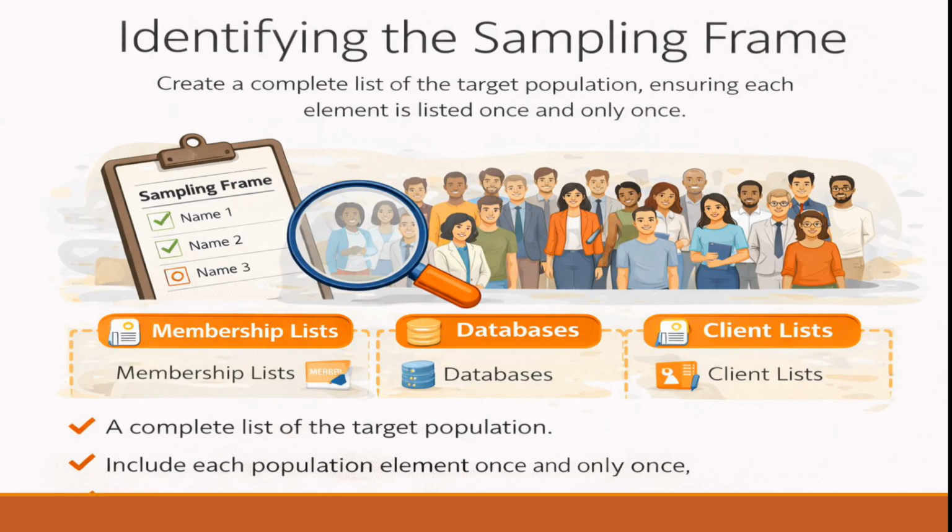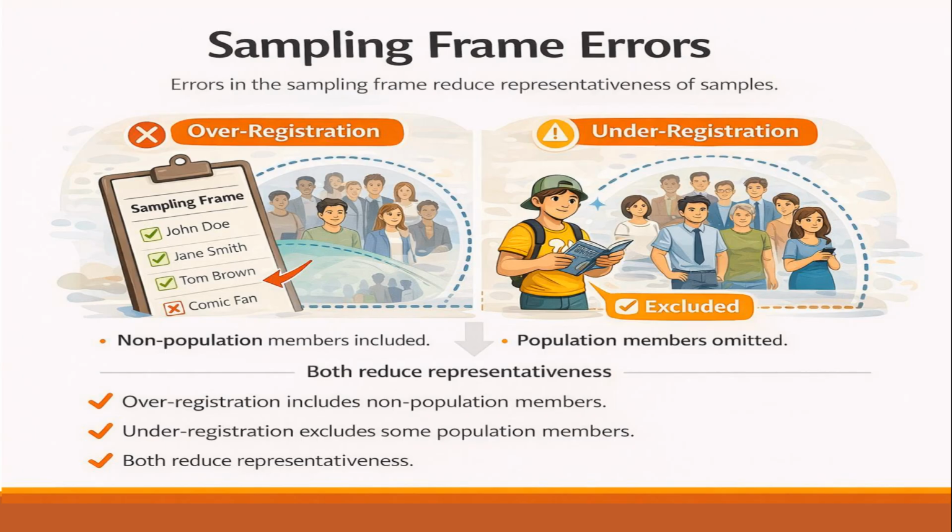If the sampling frame is incomplete or has duplicates, the sample will not be representative, even if we use random sampling. So remember, a strong sampling frame is essential for accurate and reliable research results. This slide explains sampling frame errors, which occur when the list used for sampling is inaccurate. Remember, the sampling frame should include all population members and only population members.